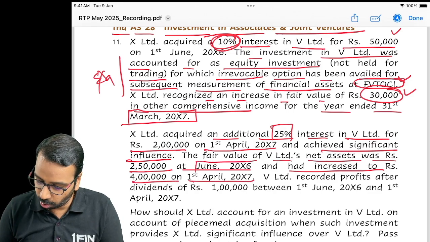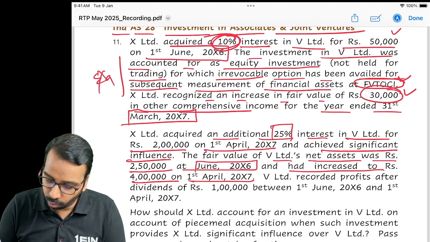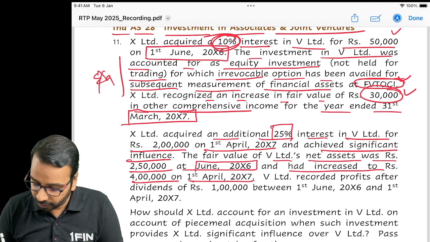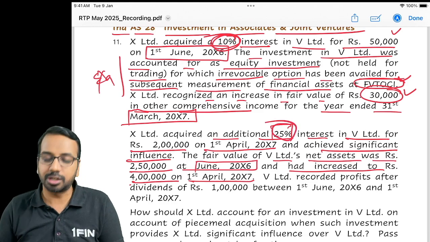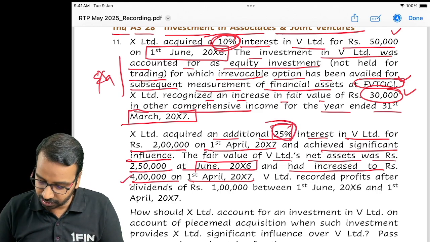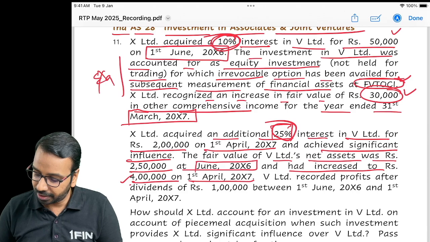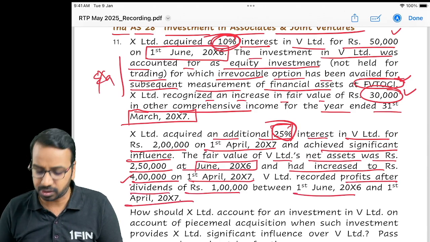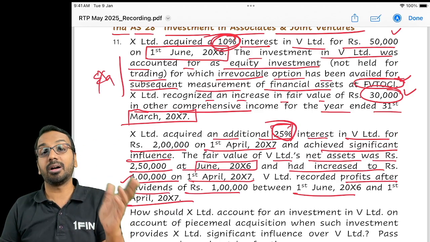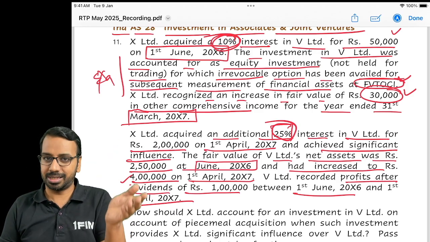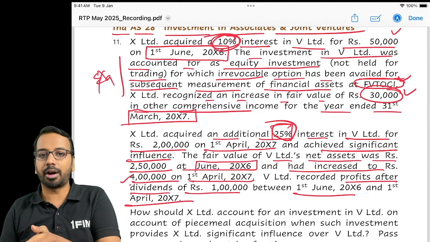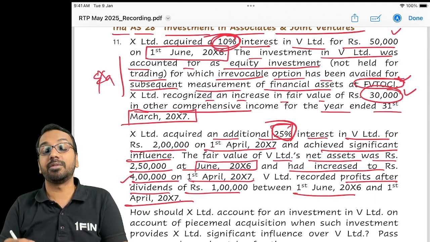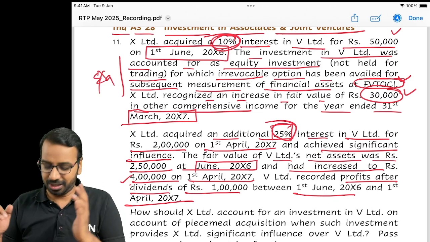So this June of year 6, what they have said is the original acquisition date. That is not relevant for us. On 1st of April, when this associate relationship is established, the fair value is given to be 4 lakhs. V Limited recorded profits after dividends of rupees 1 lakh between 1st of June and 1st of April. Again, that is what the acquiree has done. Okay, we will not account for it because the increase in net assets and all of those things are only relevant when we follow equity method. Here it is not relevant.